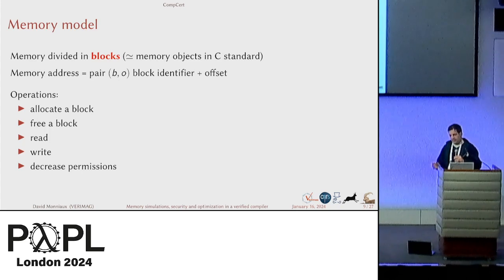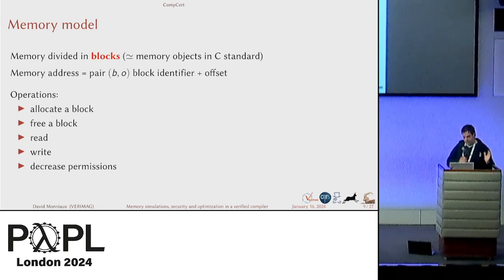And now the delicate part in most cases is dealing with memory. Values in pseudo registers in general, the proofs are not too complicated, but the memory part is the complicated part. So CompCert's memory model is that memory is divided into blocks. If you read the C standard, they talk about memory objects, and these blocks model the memory objects in the C standard. And an address consists of a pair between the identifier of the block and some offset within the block.